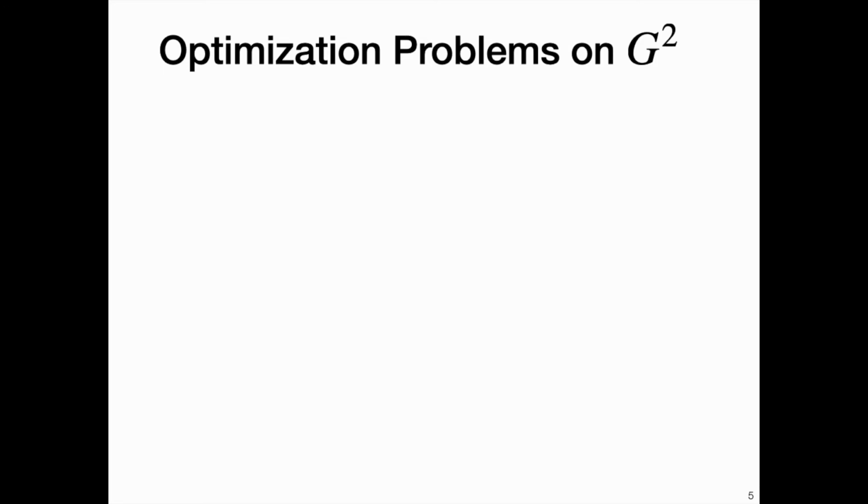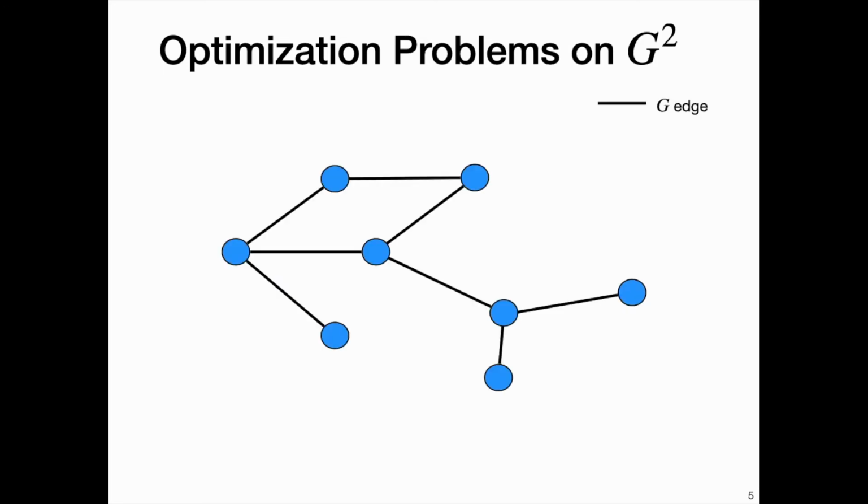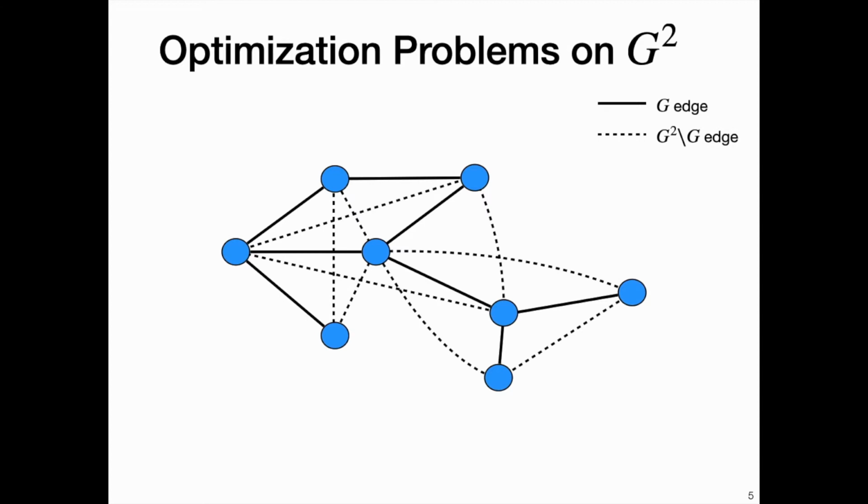Since the communication network is G, congestion can become a significant issue. The nodes may not even be able to learn all their incident edges in G squared quickly. These are the dashed edges shown here. Moreover, the incident dashed edges are not part of the initial knowledge at a node. Rather, their existence must be inferred from the edges in G.